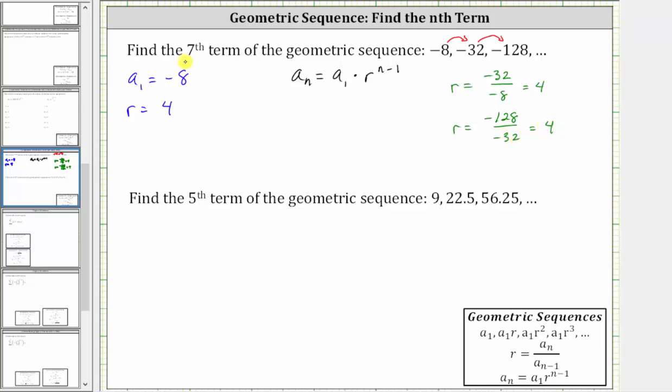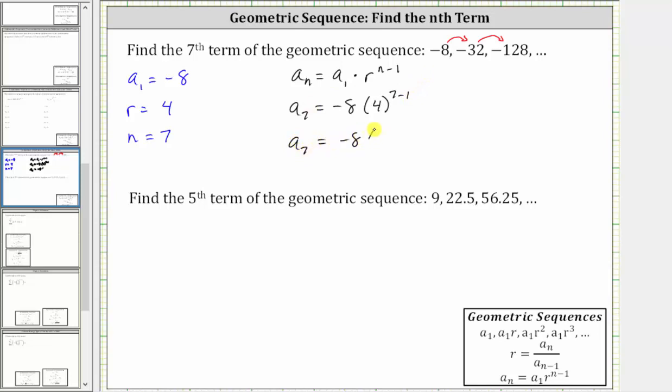And then finally, because we're looking for the seventh term, we know n is equal to 7, which means the seventh term, a sub 7, is equal to a sub 1, which is -8, times r raised to the power of n minus 1, where the common ratio r is 4, and then the exponent n minus 1 would be 7 minus 1, since n is 7. So this gives us the seventh term, a sub 7, is -8 times 4 raised to the power of 6.